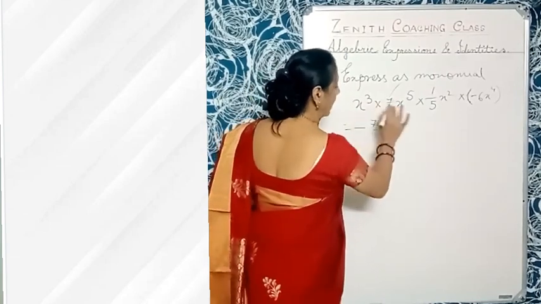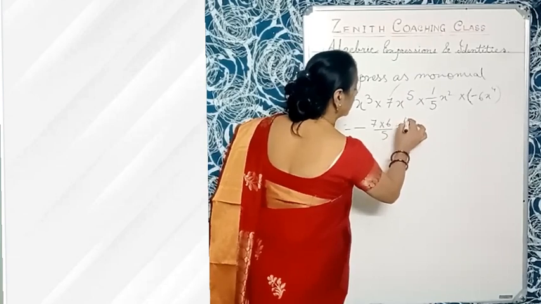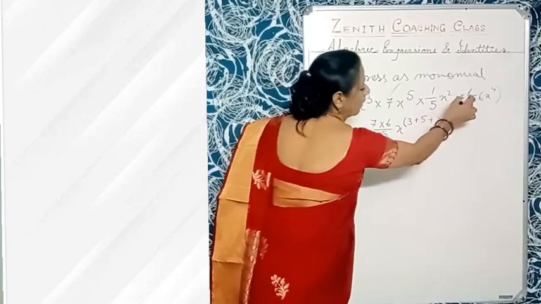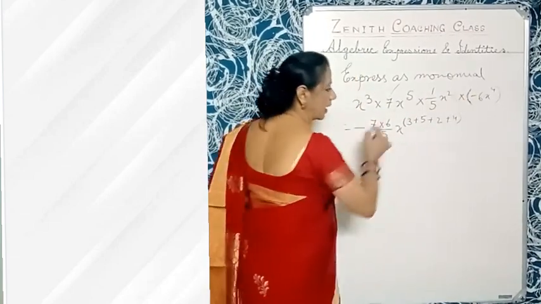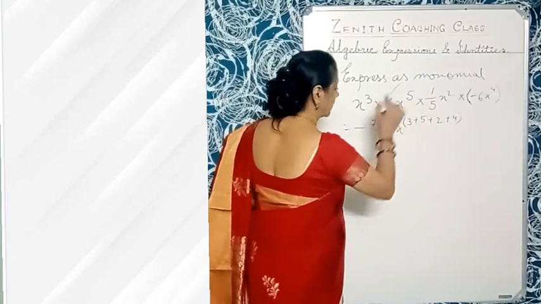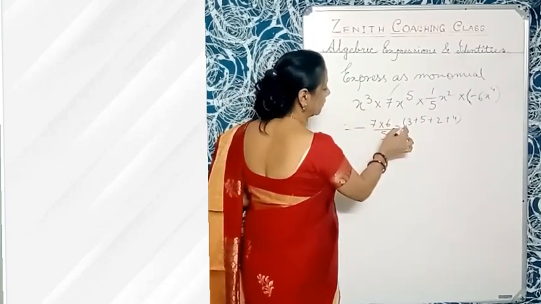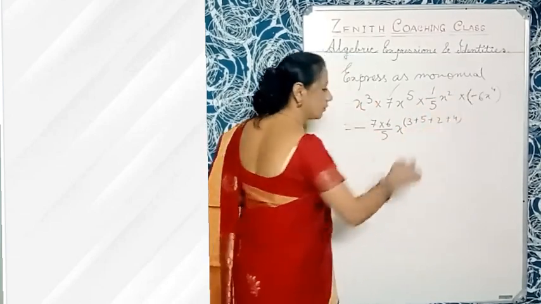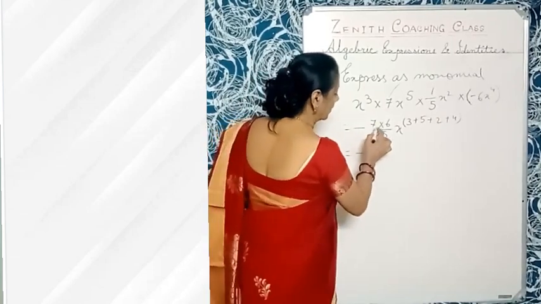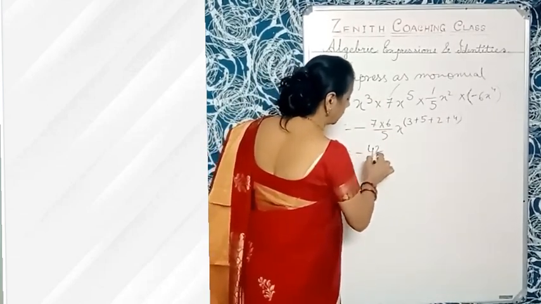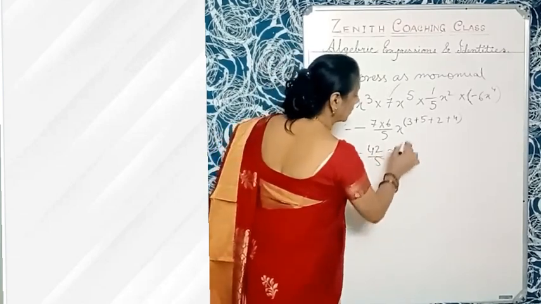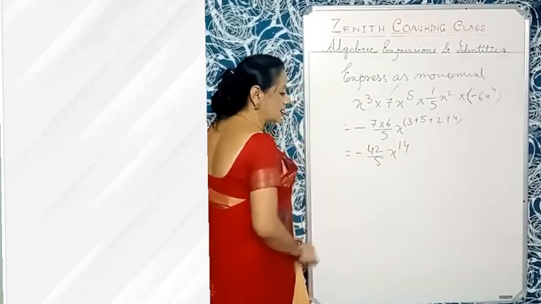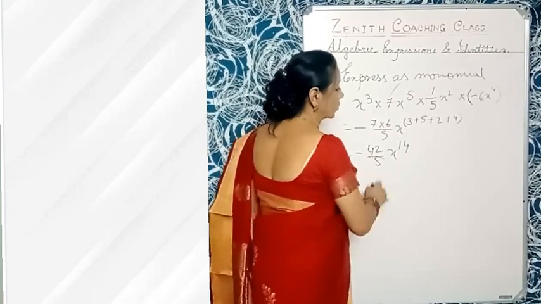Now you will write the value of x. So x to the power 3 plus 5 plus 2 plus 4. Here the power is not minus, only the coefficient is minus. The power is plus because it is a multiplication sum. So x cube, you write 3; 5, you write 5; 2, you write 2; and here you write 4. So minus 7 multiplied by 6 is 42 by 5. x to the power 3 plus 5 is 8, 8 plus 2 is 10, 10 plus 4 is 14. So the answer is minus 42 by 5 x to the power 14.